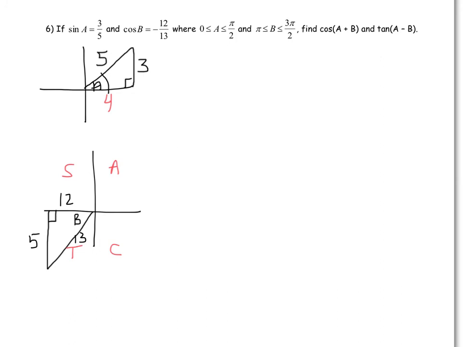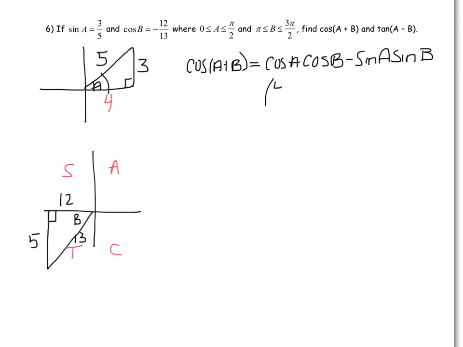So they want us to find two things. They want us to find cos A plus B and tan A minus B. So let's do cos A plus B first by writing down the formula. So cos A plus B equals cos A cos B minus sine A sine B. So cosine of A is adjacent, which is 4, over hypotenuse, which is 5. Cosine of B is adjacent, which is 12, over hypotenuse, which is 13.